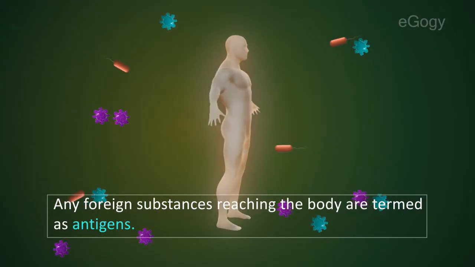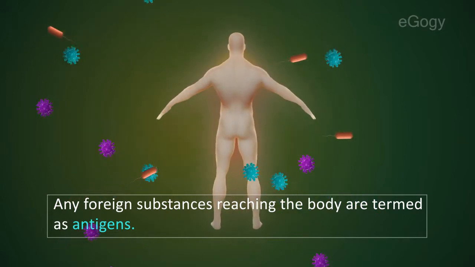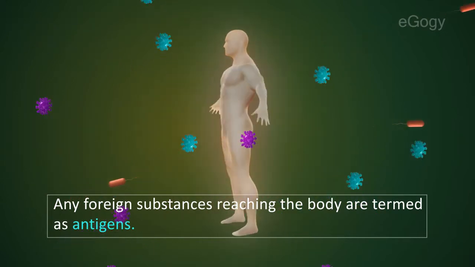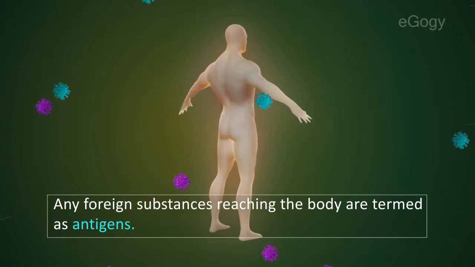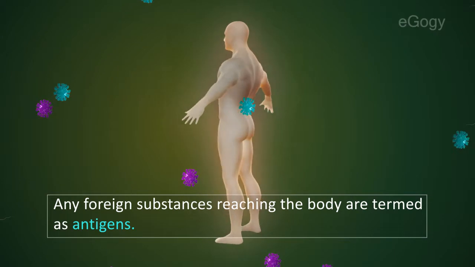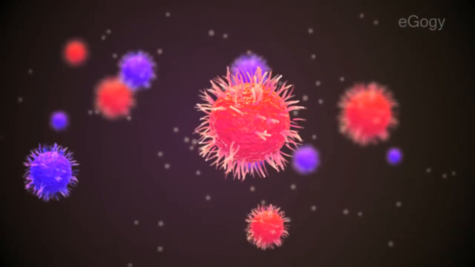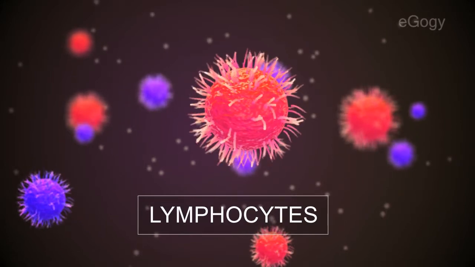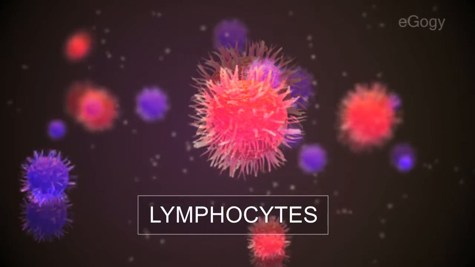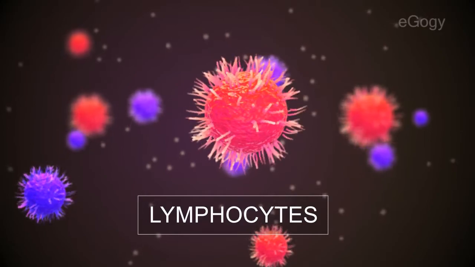Any foreign substances reaching the body are termed antigens. Germs are an important aspect of antigens. The white blood cells called lymphocytes can recognize specific characteristics of germs and can act against each germ in a specific manner.